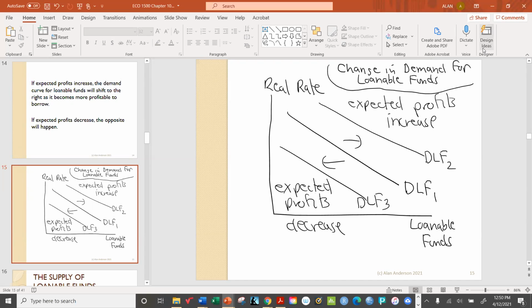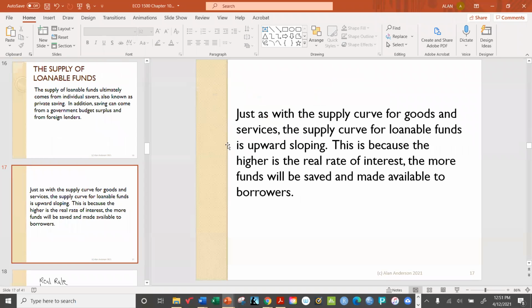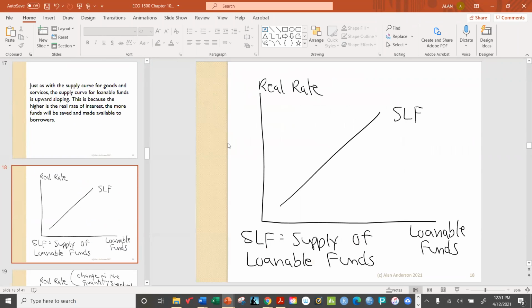Beautiful. All right. Now, what about the supply? The supply, again, is coming from savers. They could be domestic savers, they could be foreign savers, and in extremely rare cases, it could be a government that has a surplus, a budget surplus. Now, first of all, what is the shape of the supply curve? Well, it'll be just what you expect. Because we're more likely to save when the real rate is very high, the supply curve will be upward sloping.